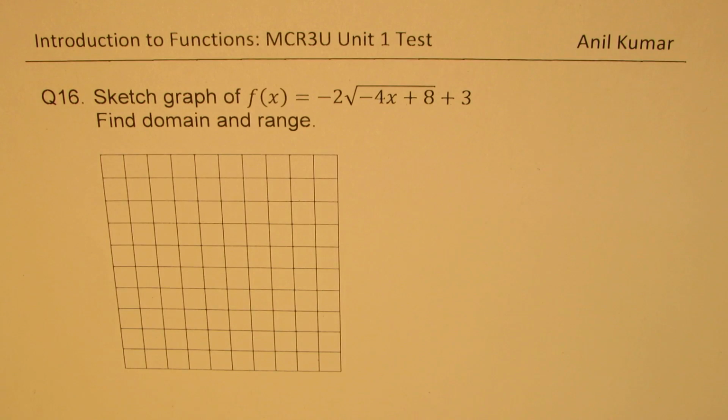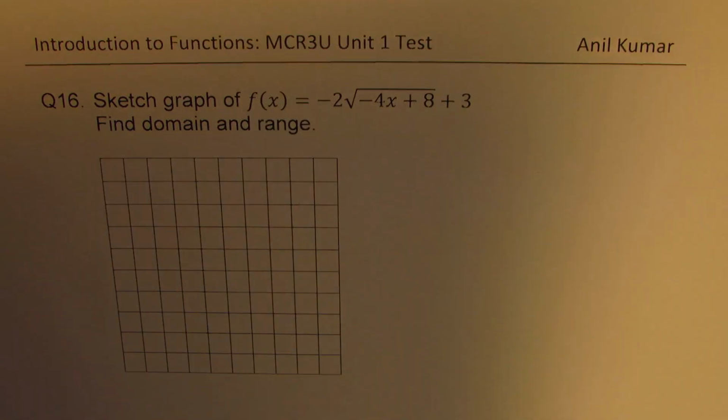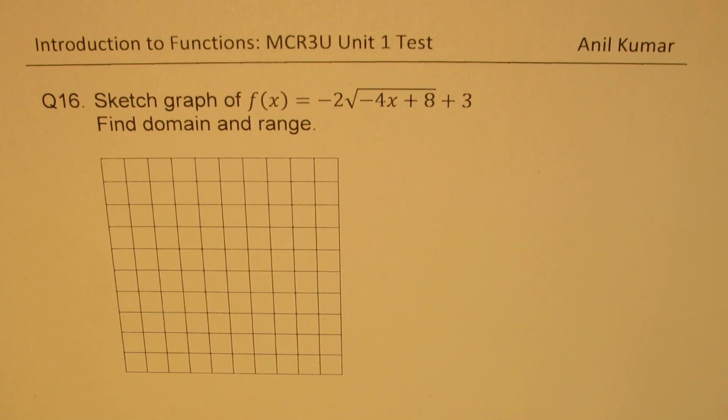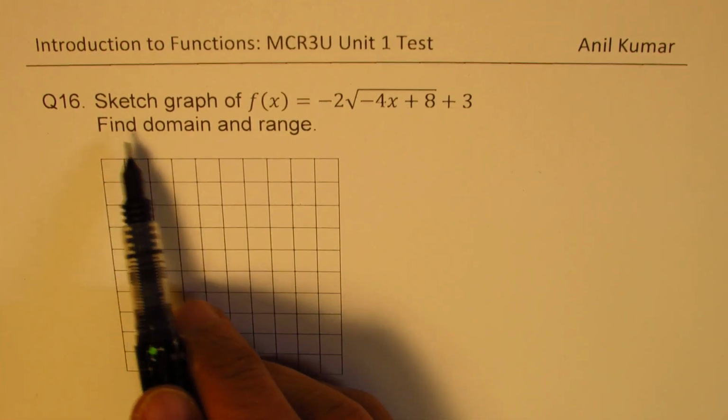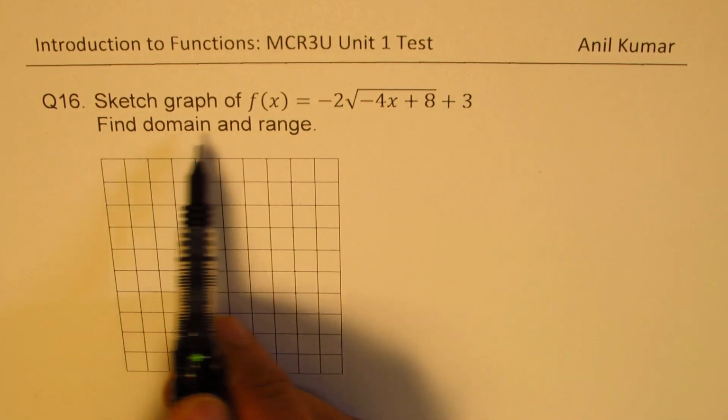Now here we are at the last question. We need to sketch the graph of the function minus 2 square root of minus 4x plus 8, plus 3. Find domain and range. I'd like you to pause the video, answer this question, and then look into my suggestions. There is a very interesting question on graphing, which I've taken from a test paper. Many times we find students making some mistakes, so I thought I'll discuss this with you, and let's see how to do it correctly. Question number 16 is sketch the graph of the function minus 2 square root of minus 4x plus 8, plus 3. Find domain and range.